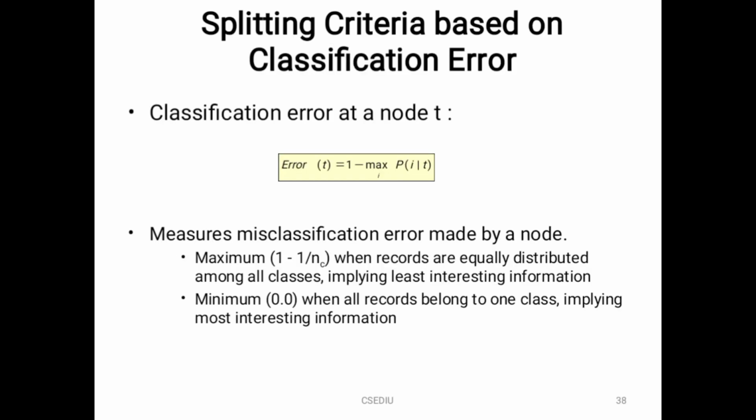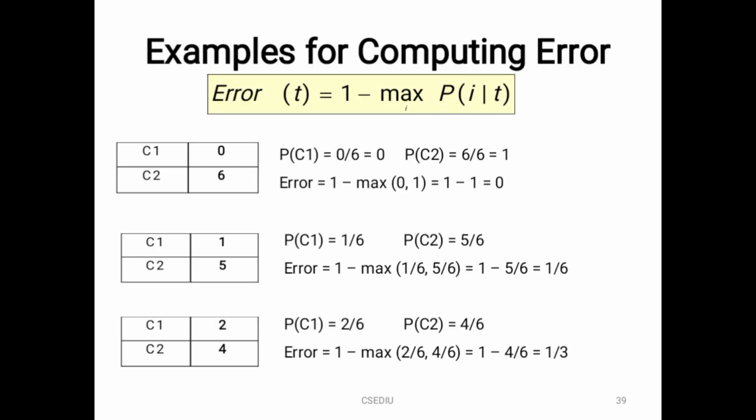Splitting criteria based on classification error. The formula is Error of t equals 1 minus max of P of i given t. It measures the classification error at a node. The maximum is 1 minus 1/c when records are equally distributed among all classes, implying the least interesting information. The minimum is 0 when all records belong to one class, implying the most interesting information. Again, examples of computing error follow, using the formula Error of t equals 1 minus max of P of i given t.